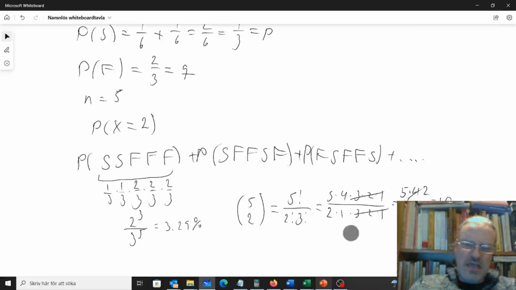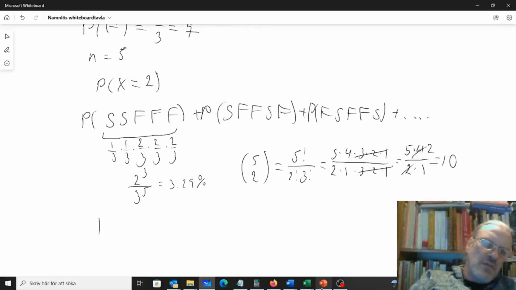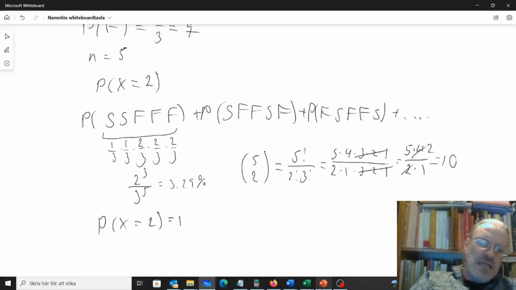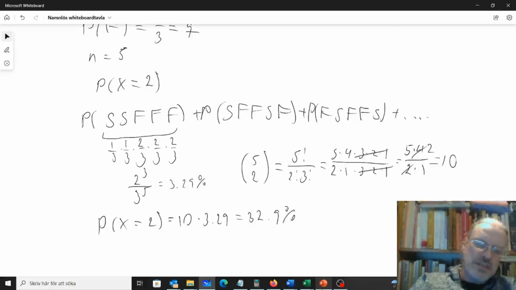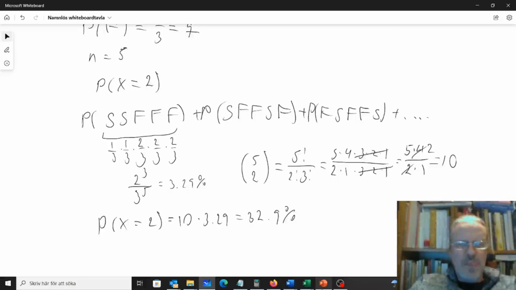So that means that our total probability, the probability that x would be equal to 2, equals 10 times the 3.29%, or 32.9%, and we have solved the problem.